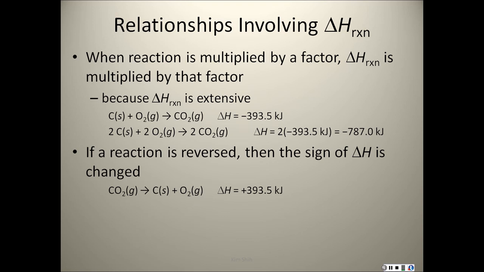Okay. If the reaction is a reversed reaction, we reverse the sign of delta H. So you'll see here it goes from C plus O2 yields CO2. Well, this is the reverse. This is CO2 yields C plus O2. You'll note that, again, the number is the same. It's the sign that changes because we go from an exothermic to an endothermic reaction if we're talking about the reverse reaction.